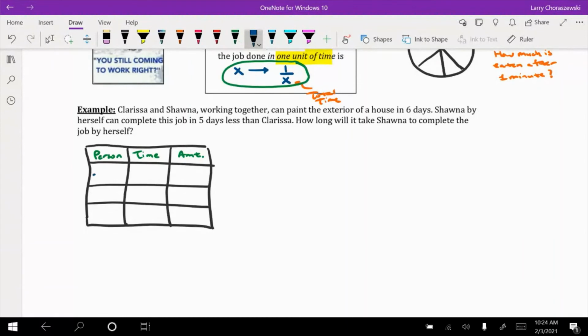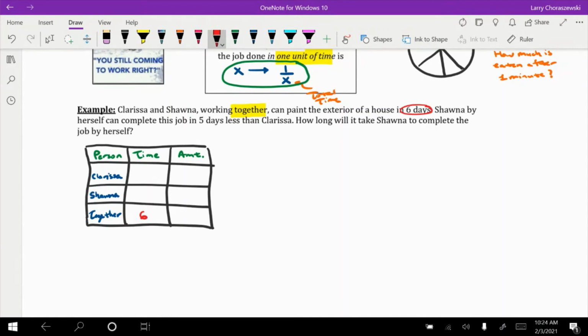The first person I'm going to put here is Clarissa and Shauna. And I'd also like to consider them when they work together. In fact, in this first sentence of the problem, it says Clarissa and Shauna working together can paint the exterior of the house in 6 days. So that gives us something that we can put in the very last row. In the time column, working together, it takes them 6 days. So I'm going to put 6 there.